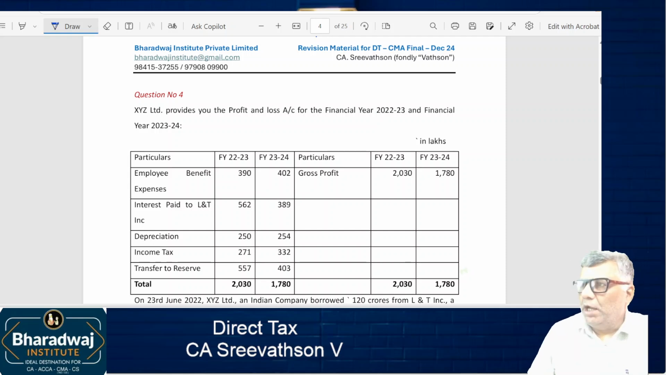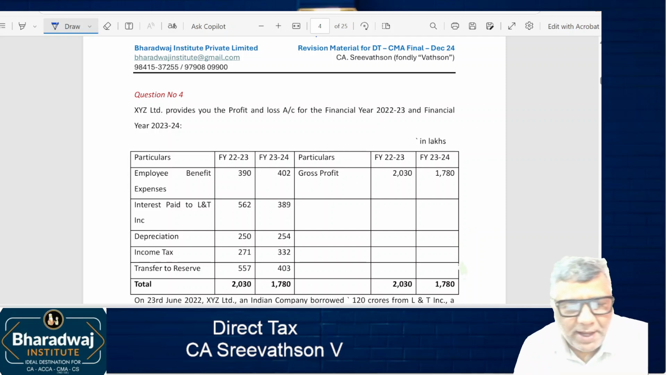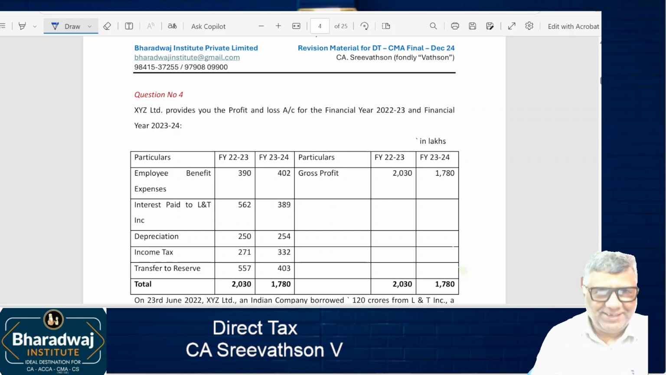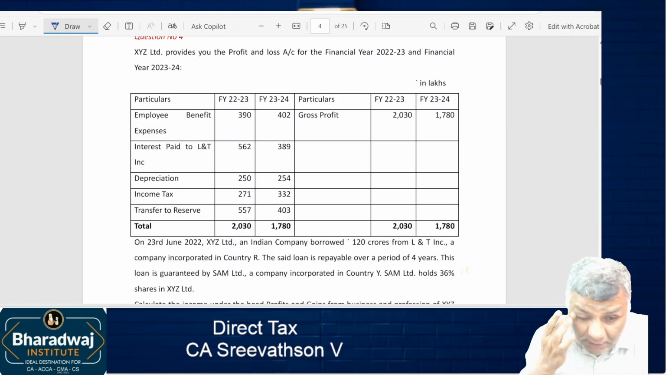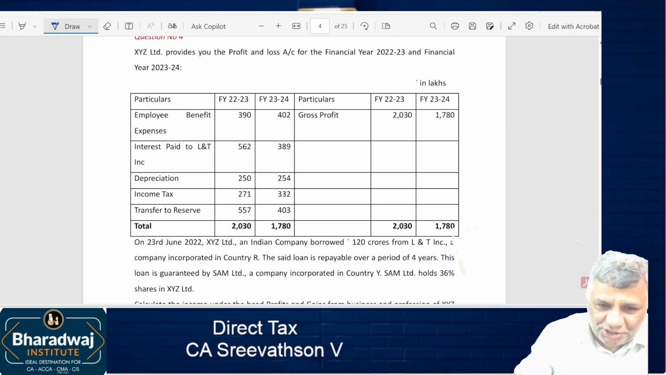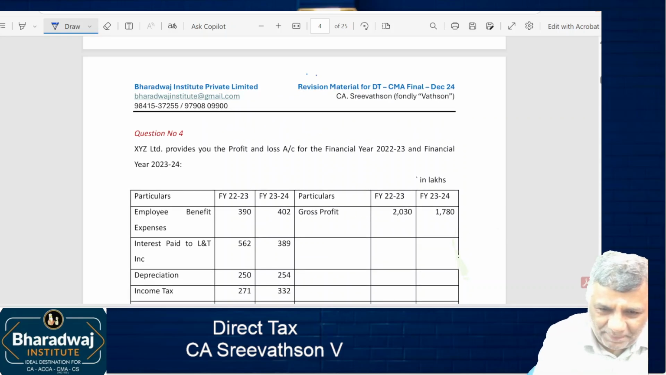XYZ. Looking at the question, we will find what this P&L account and all is. Let them give anything. They cannot ask anything other than ALP, 94B, NJA. So your confidence should be superior to how big the question is. XYZ Limited provides you the profit and loss account for the financial years 22-23 and 23-24. Gross profit, employee benefit expenses, interest paid to L&T Incorporation. So they are coming to that 94B.